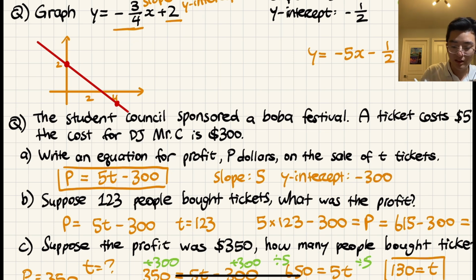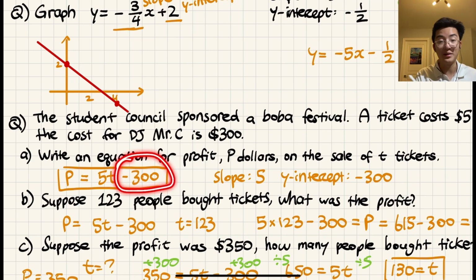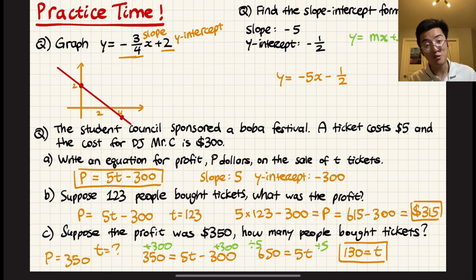So keep in mind, when we have a negative right here, or a minus sign right here, it means that the y-intercept will be negative. Graphing this might take a while because I have to go all the way down to negative 300, well, unless you change the scale.